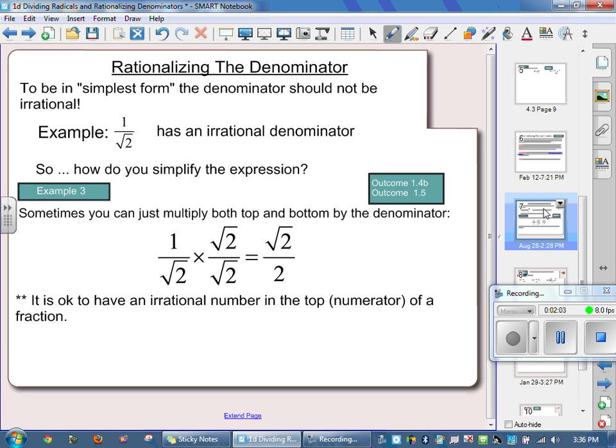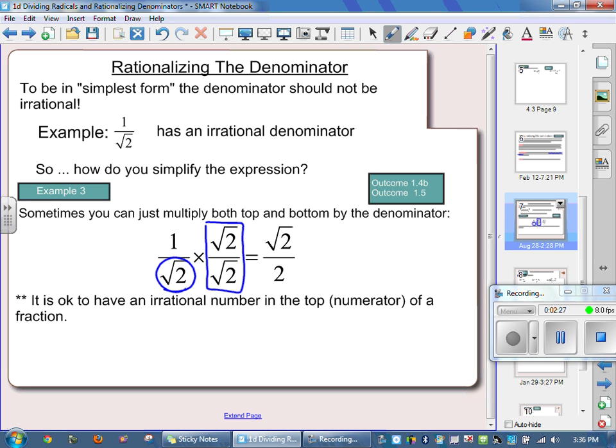So how do we actually simplify that? Well, the steps and the rules told us that we take the radical on the bottom and we multiply it to the top and the bottom. So if I take a look at this, root 2 over root 2, if I take root 2 divided by root 2, I get 1. So is multiplying something by 1 changing the value? Absolutely not. So that's why we're able to do this.